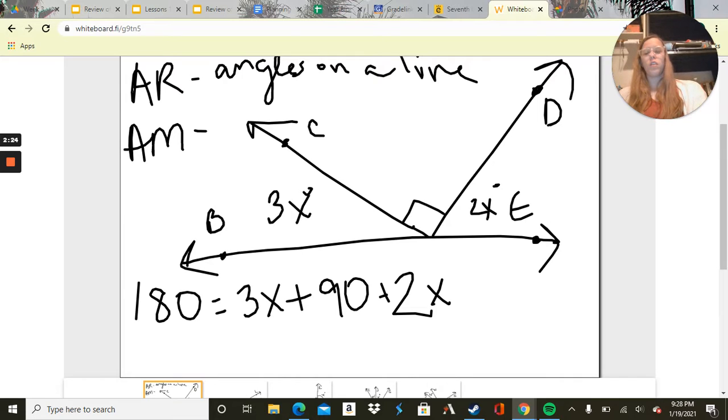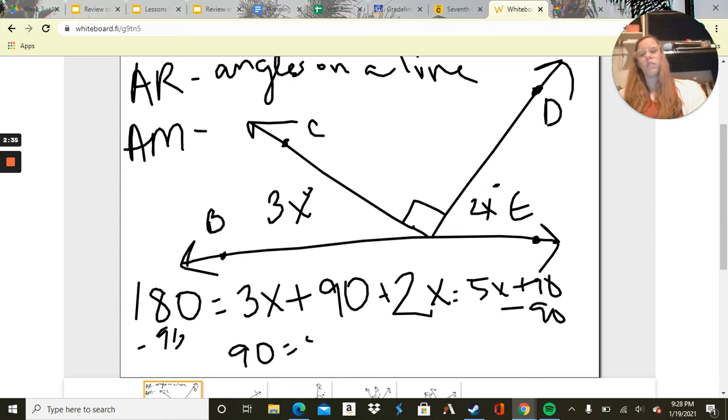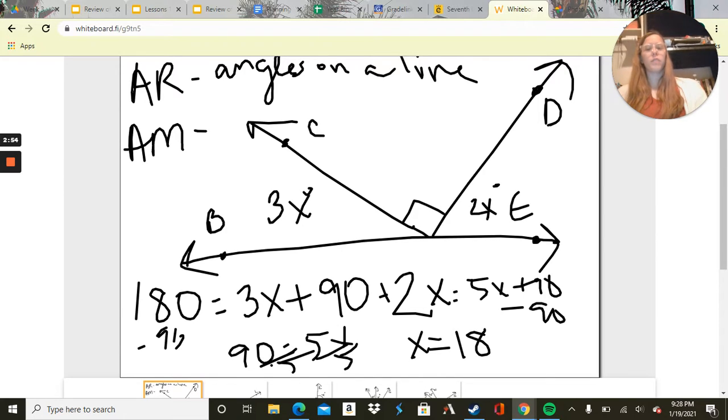Now let's solve. We can simplify, so we would have 5x plus 90 on this side. Let's subtract 90. So we have 90 equals 5x. We divide by 5. So x equals 90 divided by 5, which is 18. Okay, so x equals 18, but we still need to find what these 2 angle measures are. So we're going to take 3 times 18 and 2 times 18.